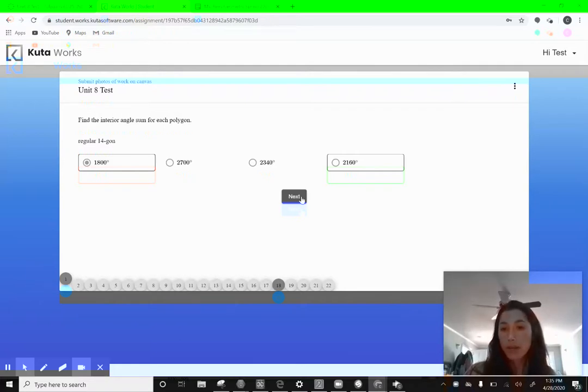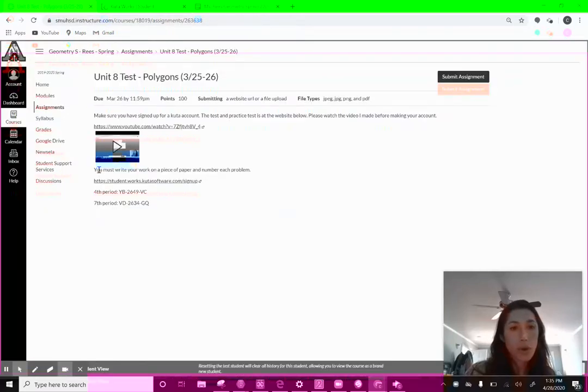Do make sure that you're writing your work down. I think I wrote that here as well. You must write your work on a piece of paper and number each problem. Do know that you're getting different questions from other students. They're self-generated questions. So the practice test that we're going over is basically the same test, just different numbers.